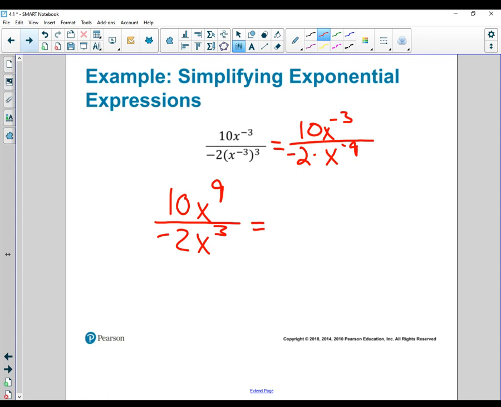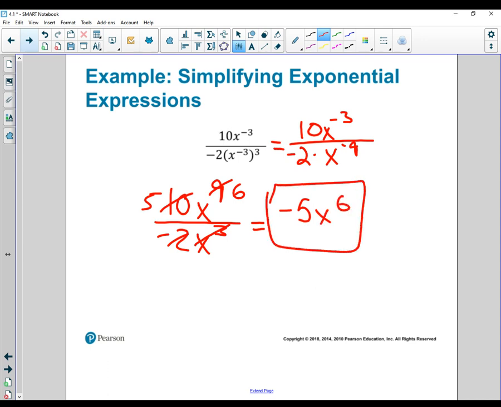10 divided by negative 2 is negative 5. So there's 5 left. 3 of the x's here cancel with 3 of them there. How many are left? 6. And then technically division by 1 is just itself.